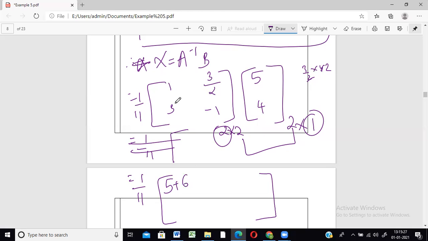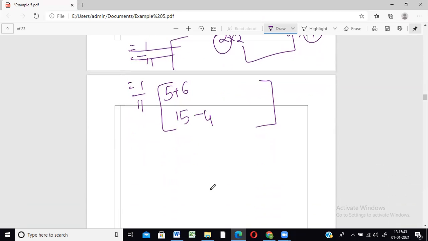Okay. And then now, second row into first column. So that is 3 5s are 15 minus 1 into 4. So that is 4. Alright. So this is the answer. So this will be 1 by 11 into 5 plus 6 is 11, 15 minus 4 is again equal to 11. So then what do we get?